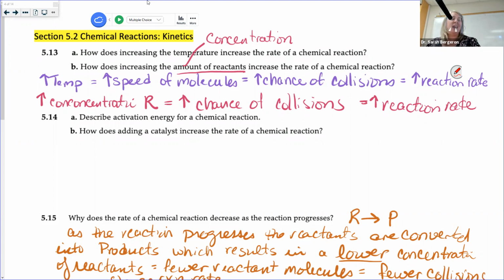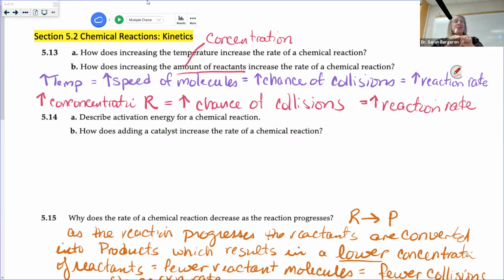Okay, how does increasing the amount of reactants, this is concentration, increase the rate of a chemical reaction? You have a higher concentration, more collisions, higher reaction rate, right? Okay, so when molecules collide, there are two things that have to happen. In that collision, the collision has to be at a perfect orientation. And the collision has to have enough force, enough energy in order to make the product.